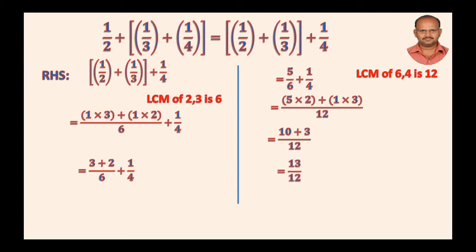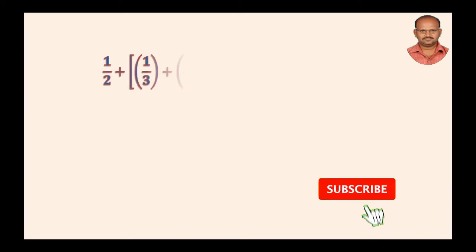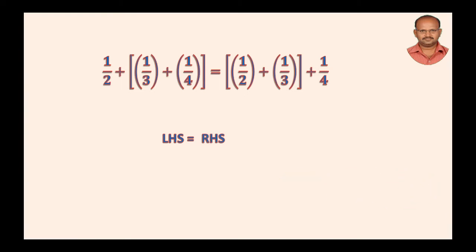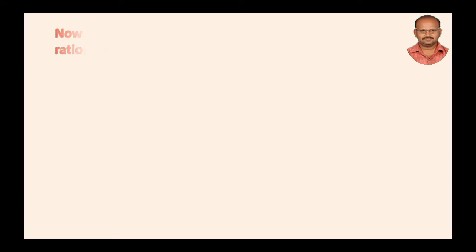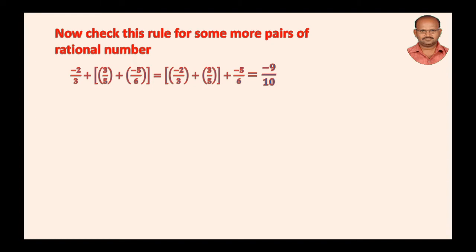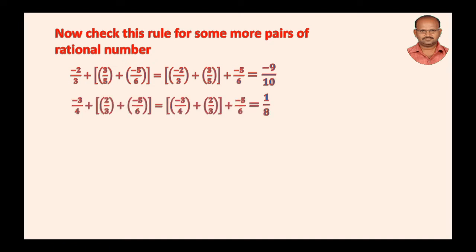Here LHS is equal to RHS, that is 13 by 12. Now check this rule for some more pairs of rational numbers. Both are equal, that is minus 9 by 10. Then take another one. Here also both are equal, that is 1 by 8.